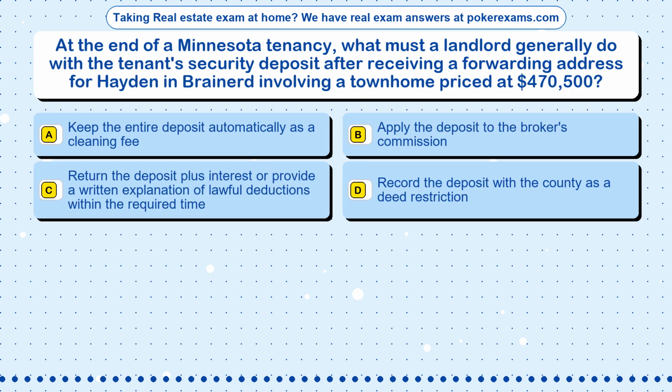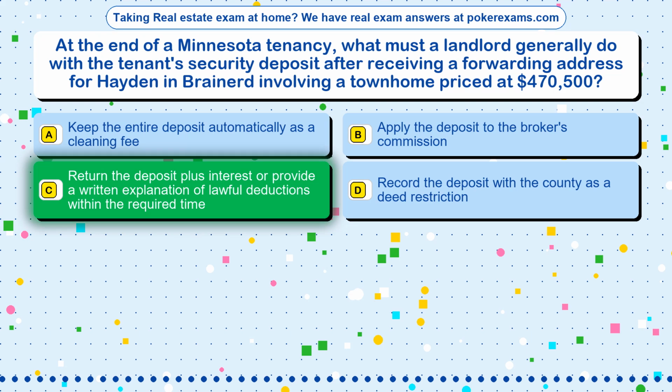Question 51. At the end of a Minnesota tenancy, what must a landlord generally do with the tenant's security deposit after receiving a forwarding address for Hayden and Brainerd involving a townhome priced at $470,500? Option A. Keep the entire deposit automatically as a cleaning fee. Option B. Apply the deposit to the broker's commission. Option C. Return the deposit plus interest or provide a written explanation of lawful deductions within the required time. Option D. Record the deposit with the county as a deed restriction.